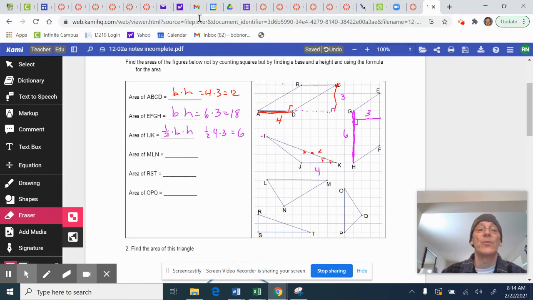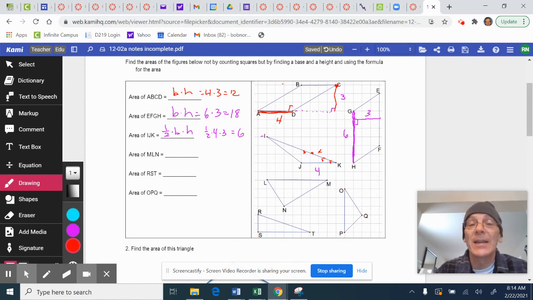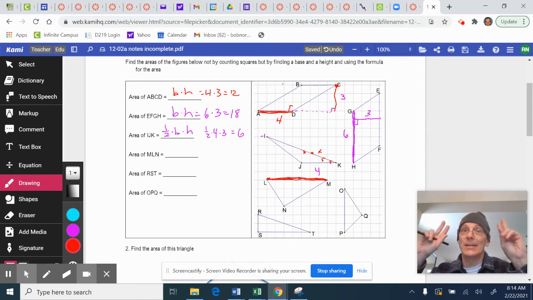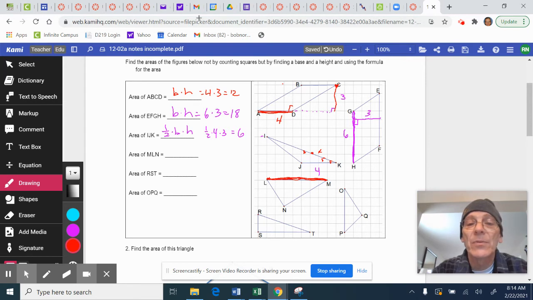Okay. All right, I don't need to erase all that stuff. MLN, let's find a base and a height. Again, choose a base and a height that are horizontal and vertical, okay? Well, here's the only horizontal or vertical side in this triangle. So let's choose that for the base. And again, base does not have to mean bottom. In this case, it's the top side of the triangle, right? How long is that? 1, 2, 3, 4, 5, 6, 7 units.